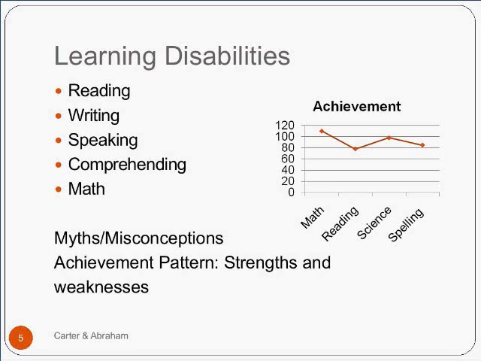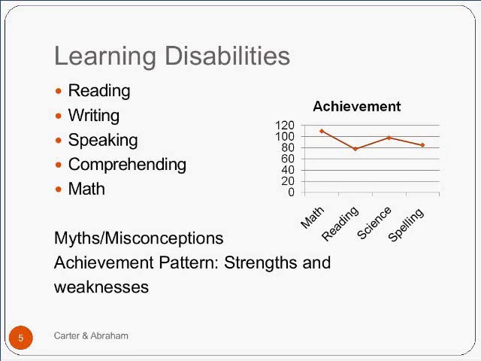So we classify students in areas of reading, writing, speaking, comprehending, or math. And what we often see with students with learning disabilities is that they have kind of peaks and valleys in their academic performance. So they may be great in science, but really struggle to learn to read, or different areas like that. So that's typically the academic profile that we see with students with learning disabilities.